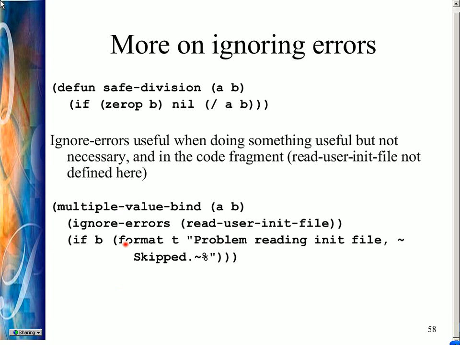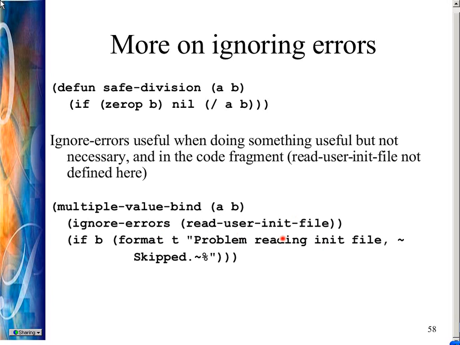One use of ignore-errors, which is actually one that you are quite likely to run into, is for something which is desirable, but if it can't be done, you don't care. So here we have read-user-init-file. It's some function that finds an init file and reads it. And okay, so it couldn't find the file. Maybe the file was on a file system that wasn't loaded. Maybe the user gave the wrong name, whatever.